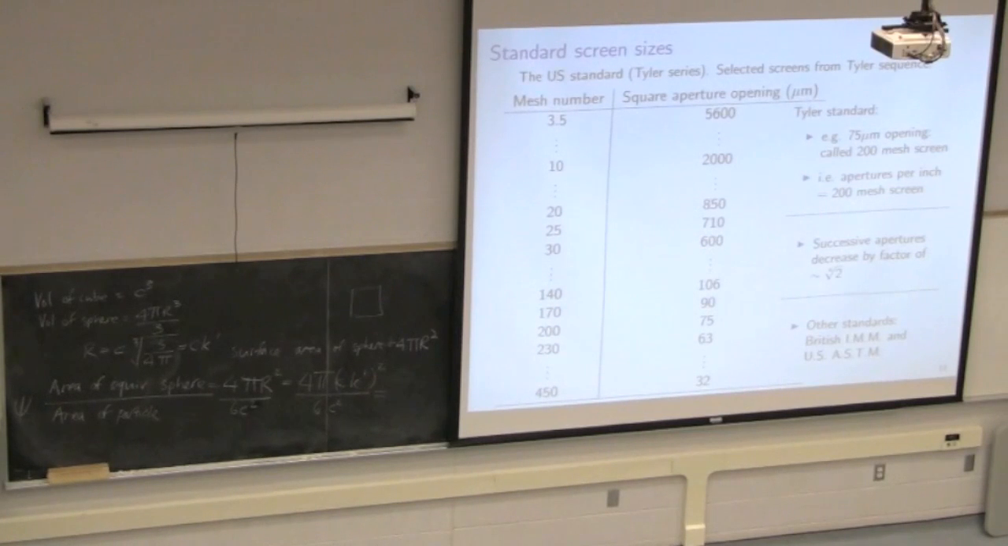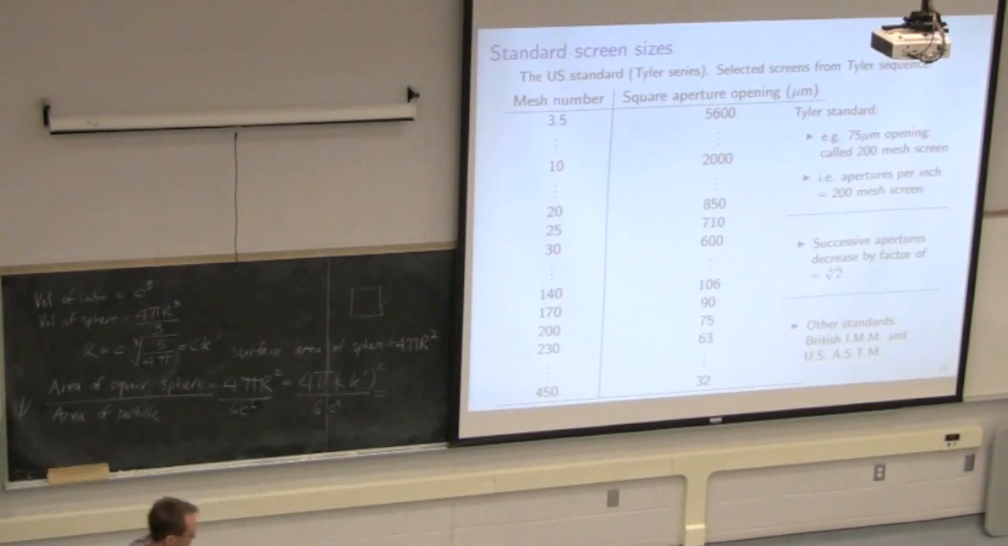What is meant by linear inches? Yeah, so you could obviously talk about the number of openings per square inch on that sieve, but what we're referring to is the number of openings on a linear inch. So just one dimension. It's obviously easy to calculate the number of openings per square inch from that. Any other questions on that?